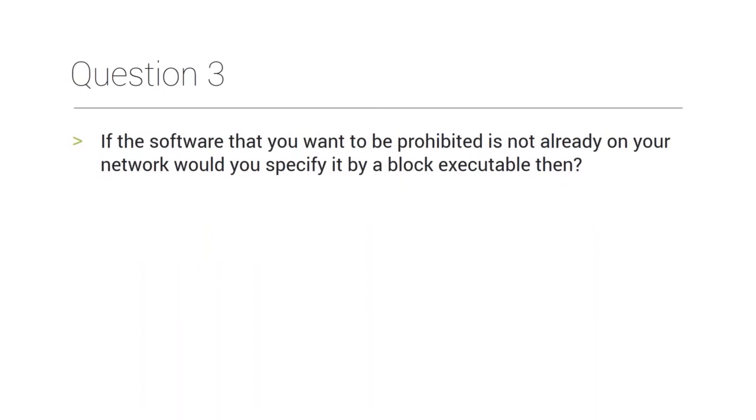If the software that you want to be prohibited is not already in your network, can you block it? Well, for prohibited software, we need the software to be installed in at least one machine. However, when it comes to block executable, it is not necessary that it has to be present. You just need to know the name of the executable. Simply add it under block executable.